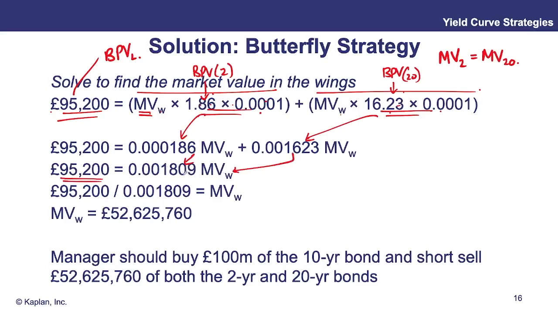0.001809 times the market value in a single wing. Divide both sides by that small number, and we isolate the market value in a single wing to be this number. Calculate what that is. Turns out to be 52 million and some change. So what we know is the manager should buy 100 million of the 10-year name, that's the body, and they should sell 52 and some change, 52,625,760 of each of the wings. Okay.